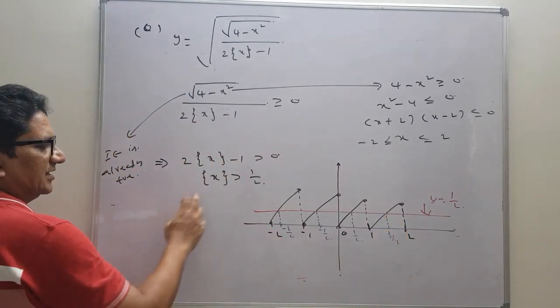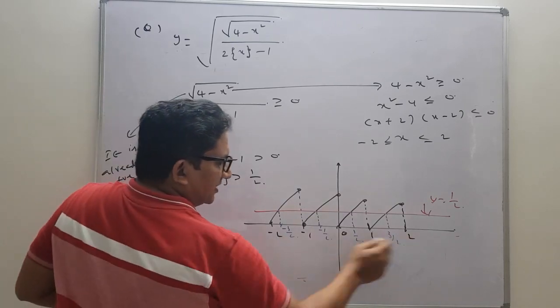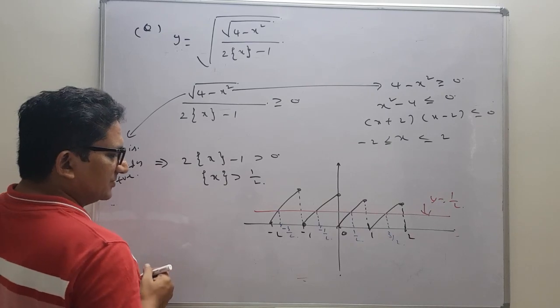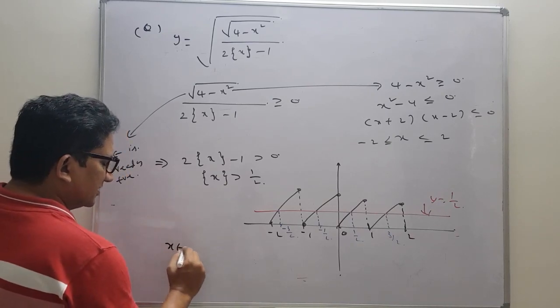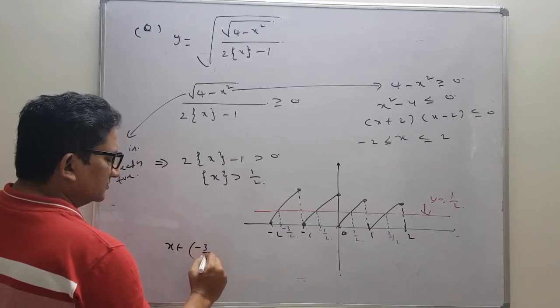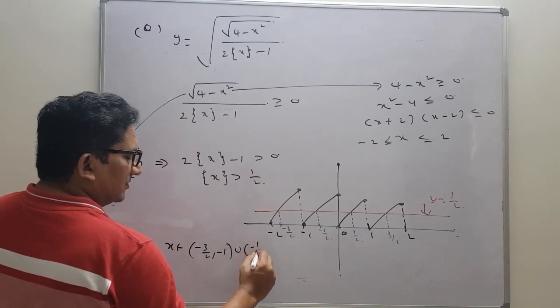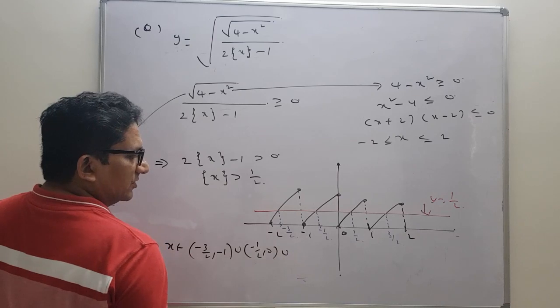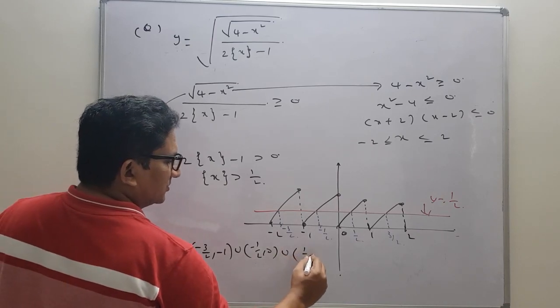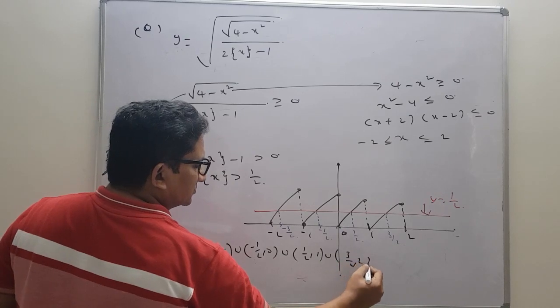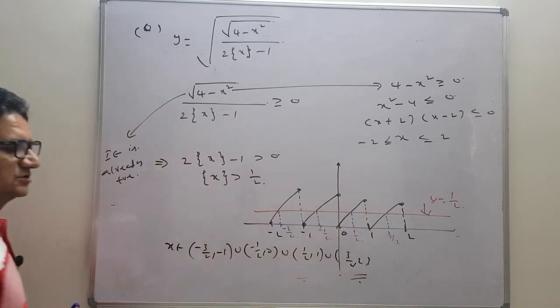Now we need to maintain this in between the values minus 2 and 2. In between minus 2 and 2, where it is greater, if we observe, x belongs to, I will write, minus 3 by 2, comma, minus 1, union, minus 1 by 2, comma, 0, union, 1 by 2, comma, 1, union, 3 by 2, comma, 2. So this is your solution.